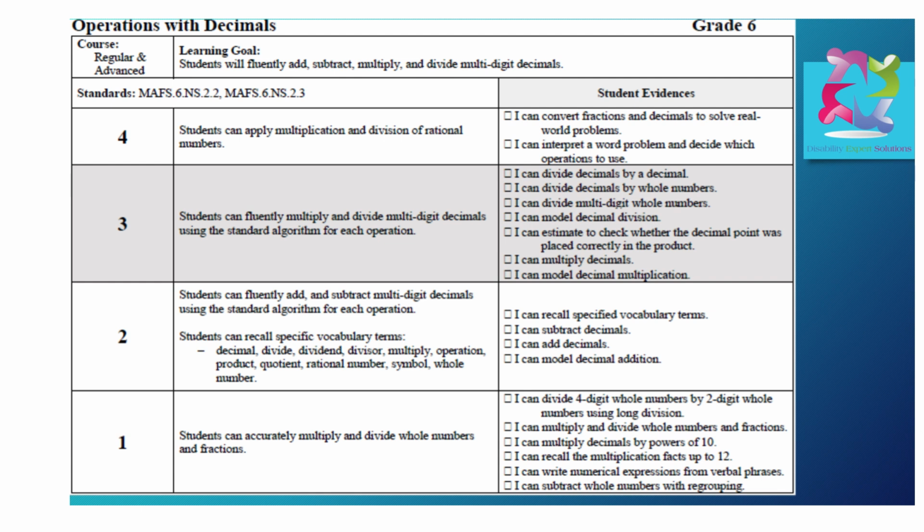A few of you have asked, well, where do we start? Well, I would suggest that when you set up these interactive notebooks, you begin with the standards that are to be mastered in your content area. Here you can see that this is from Mathematics Grade 6. It has to do with operations with decimals. It's for regular and advanced students. The learning goal: students will fluently add, subtract, multiply, and divide multi-digit decimals.